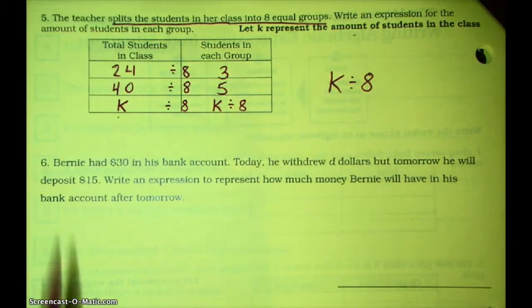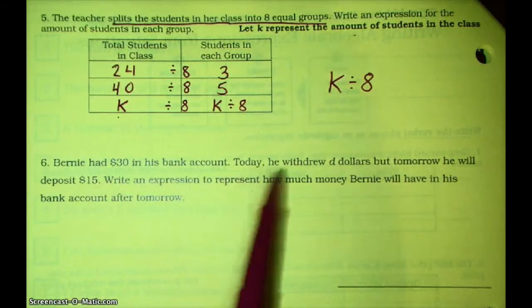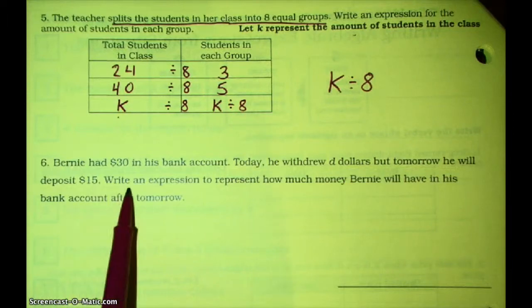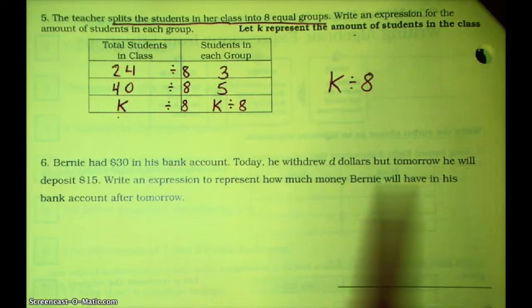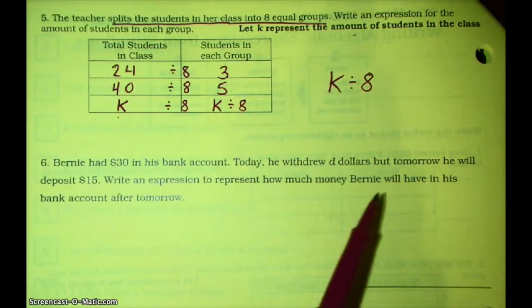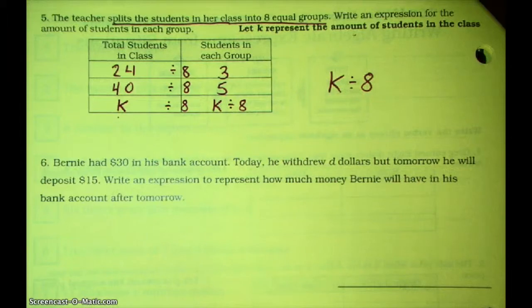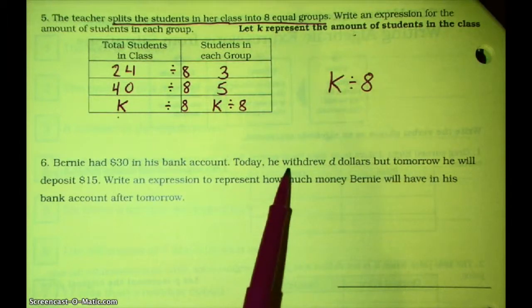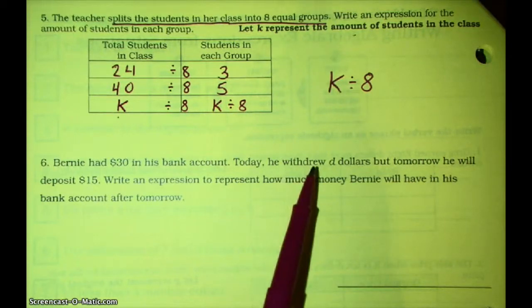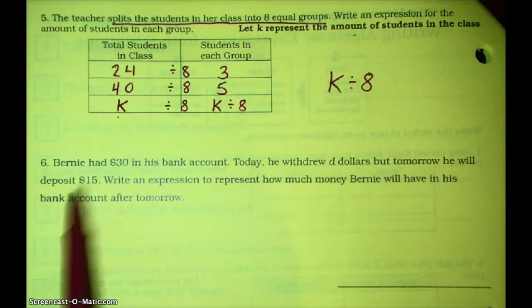Number 6, Bernie had $30 in his bank account. Today he withdrew D dollars, but tomorrow he will deposit $15. Write an expression to represent how much money Bernie will have in his bank account after tomorrow. So now what we're doing is we're just taking a situation and we are going to try to write an expression based on the information that's given. We're going to take a look at those key vocabulary words. And there's a couple of key vocabulary words we haven't talked about, and they have to do with banking and money. This word withdraw, withdrew, and deposit. But let's start at the beginning.